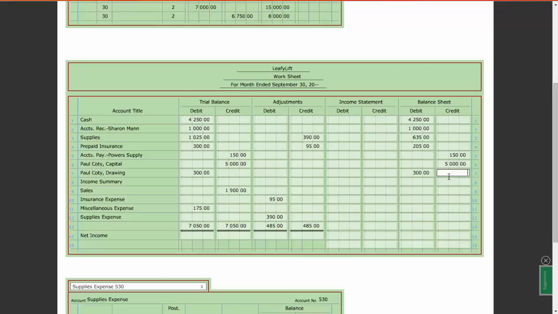The next account that has a balance is sales. Sales is a revenue account, and revenue and expenses go on our income statement, and it will go there as a credit of $1,900. Insurance expense is going to go as a debit of $95 because in the trial balance there are 0 adjustments. I'm debiting $95. Same thing for supplies expense, $390. So I go across there and I have some numbers now I need to add up. And again, remember, you are not going to have your debits and credits equal on your income statement and balance sheet when you first start.